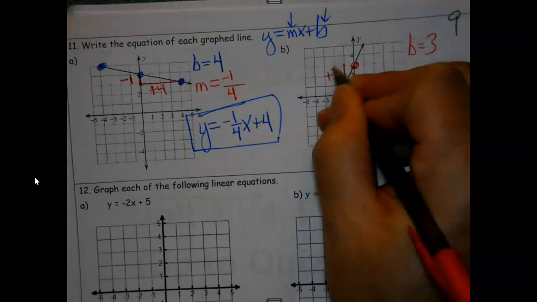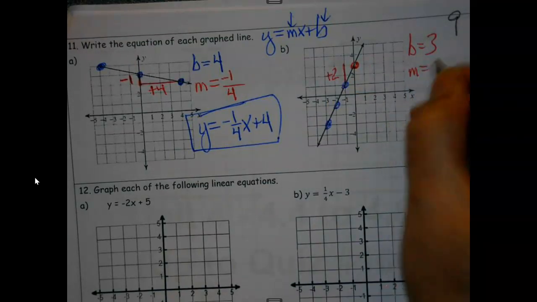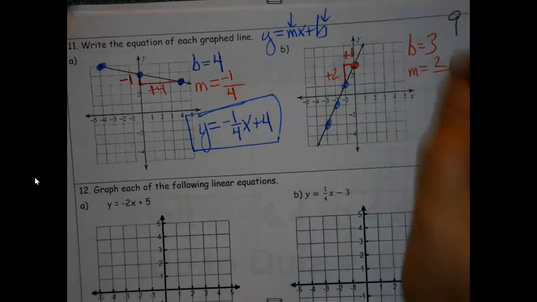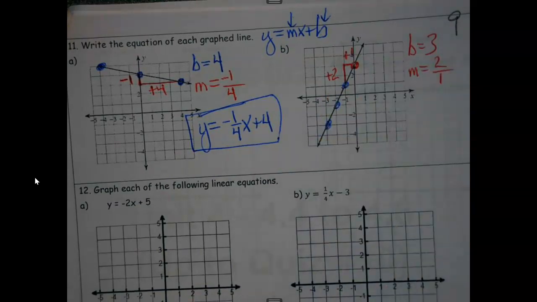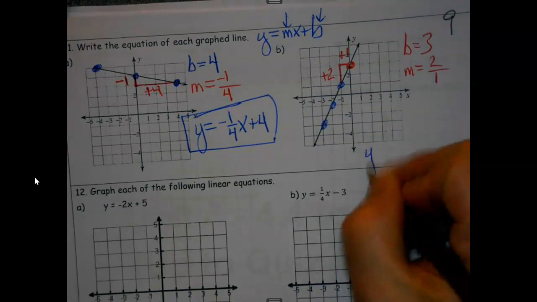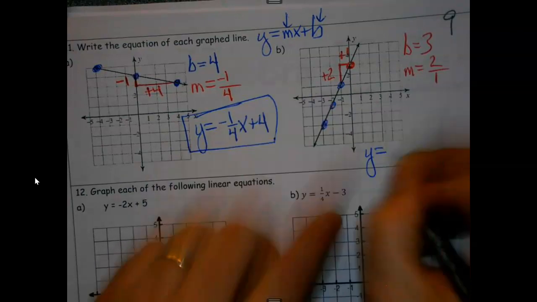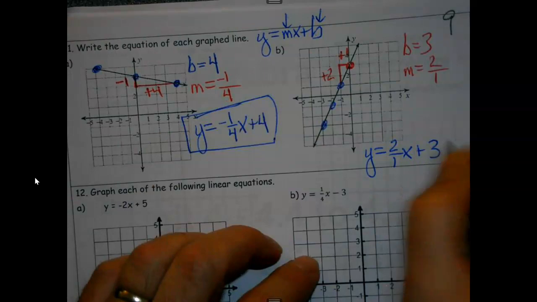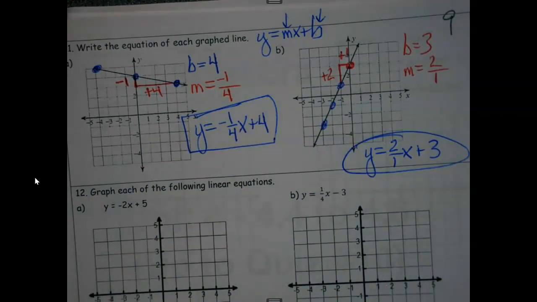So I went up 2. And I went right 1, which is also positive. You could make that 2 if you wanted to. Not a big deal. Y equals m x plus b. And roll on our way.